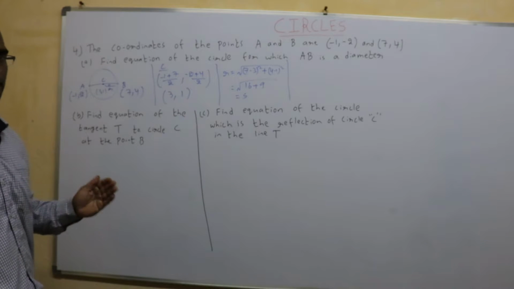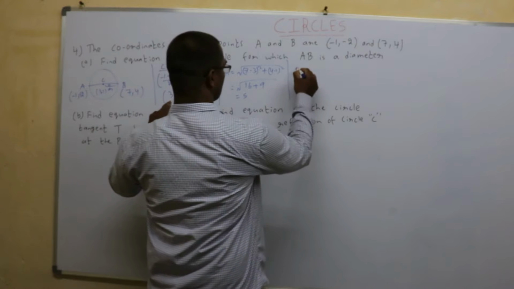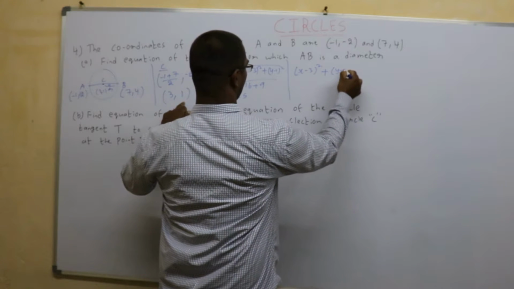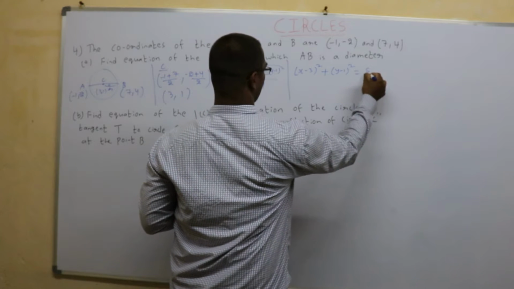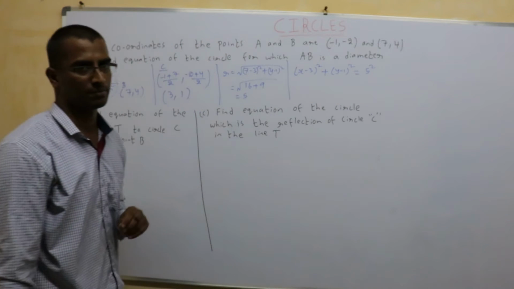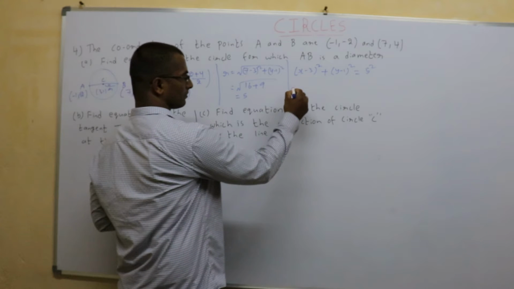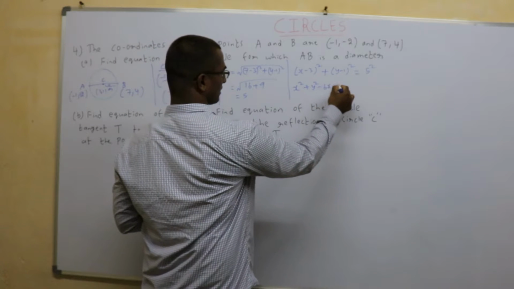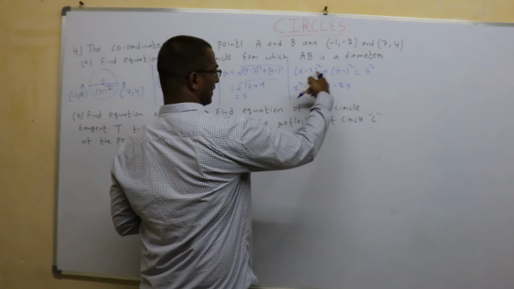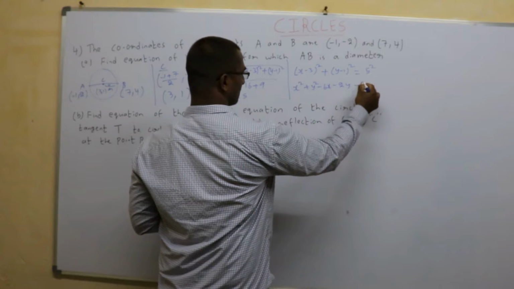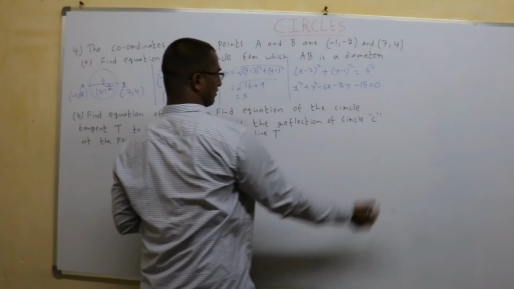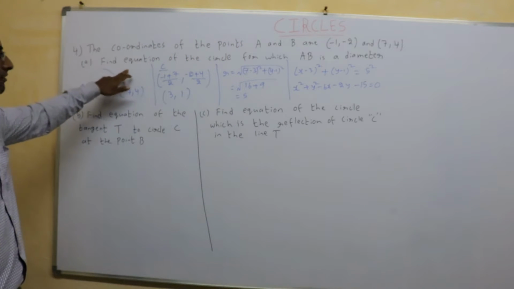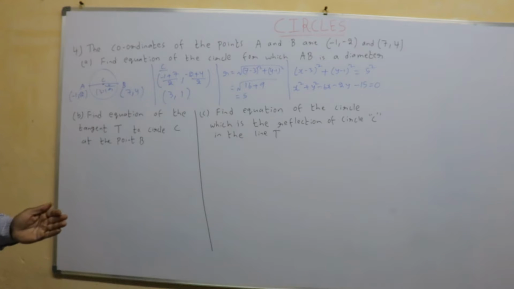So the equation of the circle is (x minus 3) whole square plus (y minus 1) whole square equals r square, which is 5 square. If I simplify, I get x square plus y square minus 6x minus 2y plus 9 plus 1 is 10, 25 comes this side, minus 15 equal to 0. Clear? We found the equation of the circle, so part one is done.